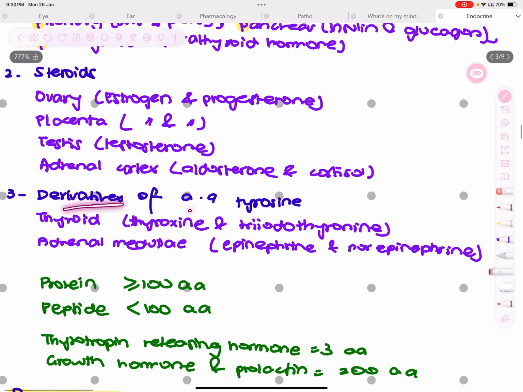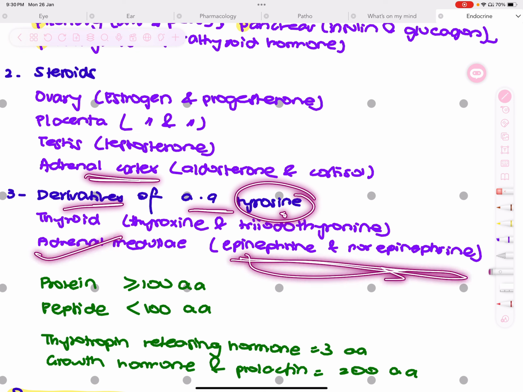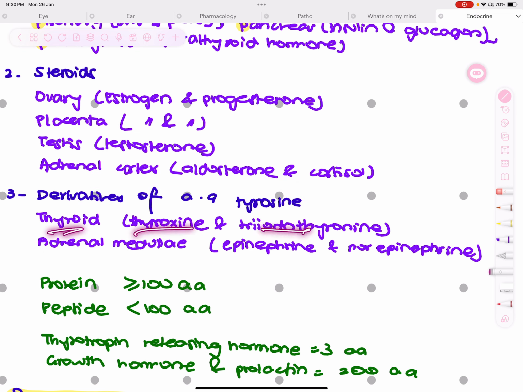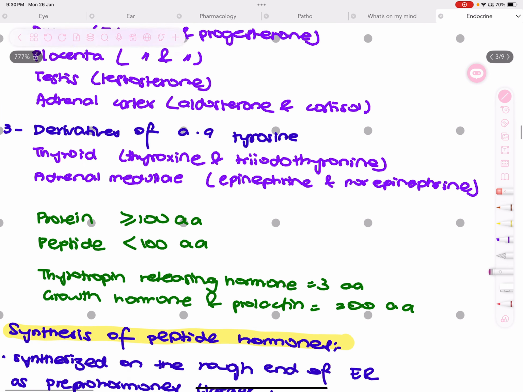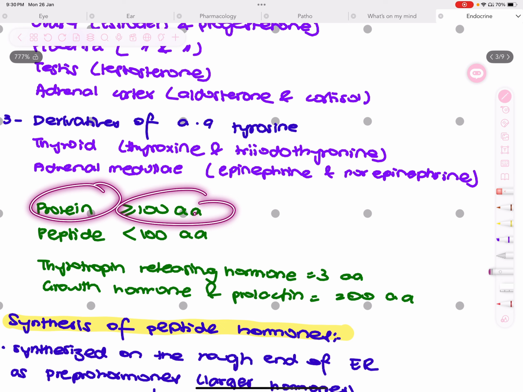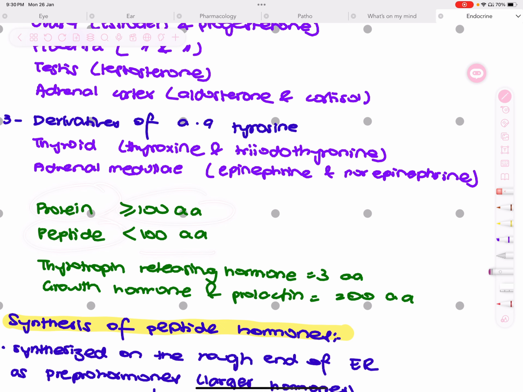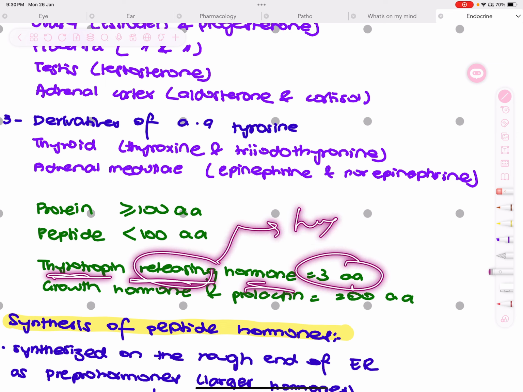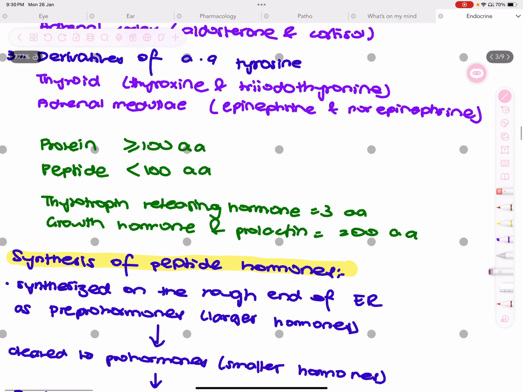Now, derivatives of amino acid, particularly tyrosine, so we are left with the adrenal medulla, right? So adrenal medulla, epinephrine and norepinephrine, these are catecholamines, and then the thyroid, thyroxine and triiodothyronine. Triiodothyronine is T3 and thyroxine is T4. Protein is greater than or equal to 100 amino acids, peptide less than 100 amino acids. But there are some hormones, for example, thyrotropin releasing hormone. Now, releasing hormone, so this is from the hypothalamus. It has three amino acids, whereas growth hormone, this is from anterior pituitary, and prolactin also from anterior pituitary, they have 200 amino acids, so that's their length.